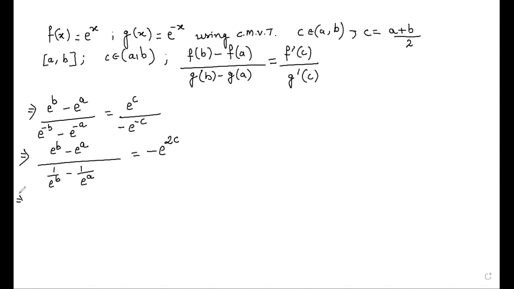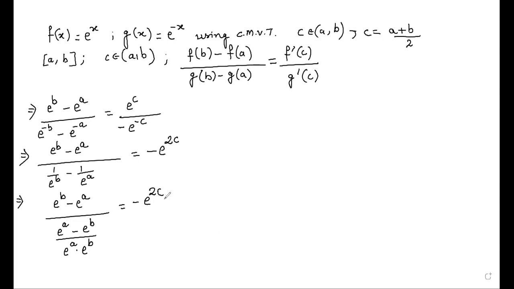Now from here, what will I do? From the denominator, I will take the LCM, e to the power of B into e to the power of A. The numerator remains as it is, e to the power of B minus e to the power of A. In the denominator, we are taking the LCM as e to the power of A into e to the power of B. After taking the LCM, it becomes e to the power of A minus e to the power of B. The right hand side remains as it is, minus e to the power of twice C.